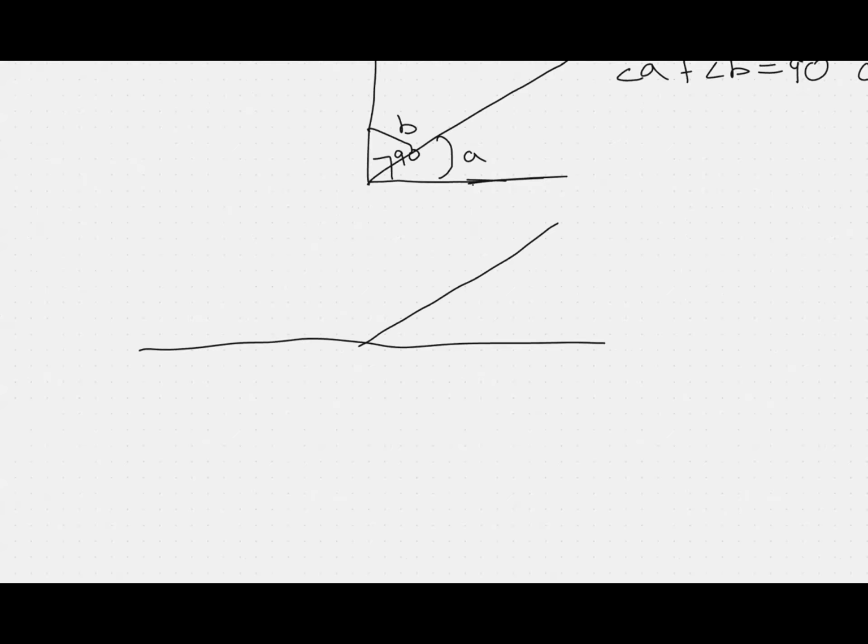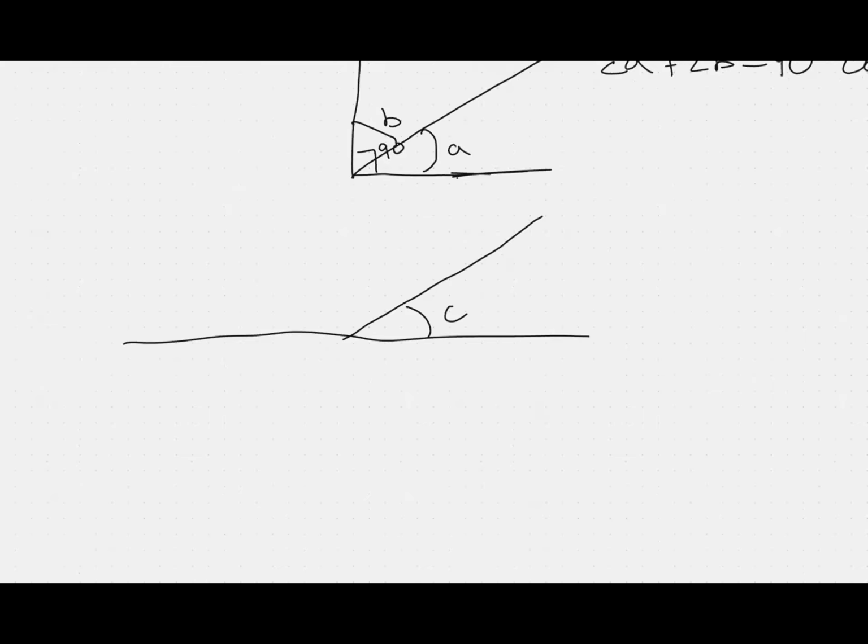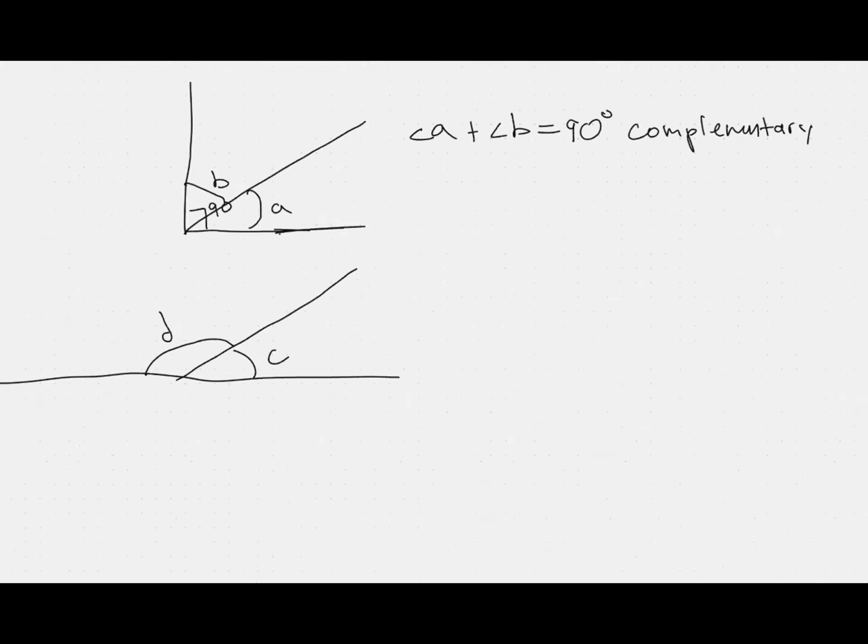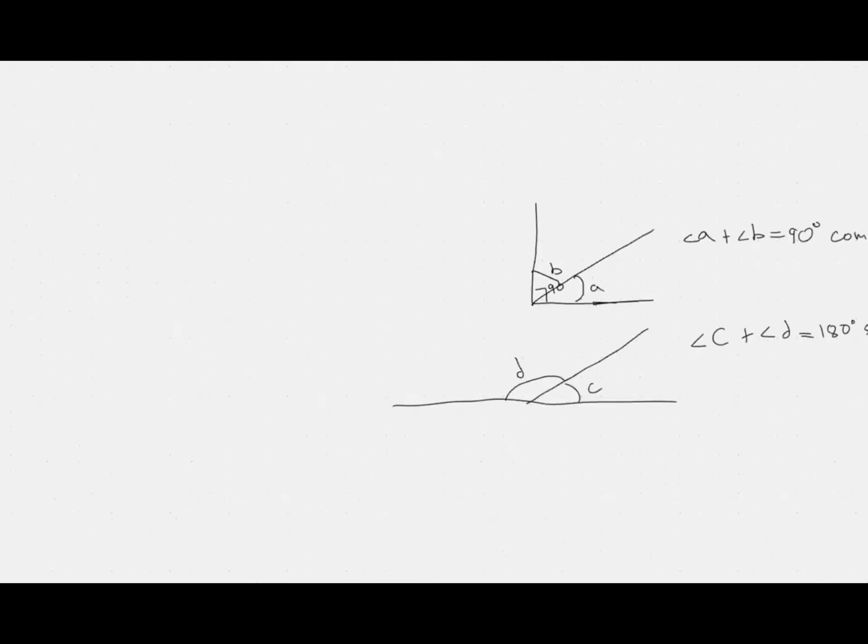and we split it into two angles. This can be angle C, this can be angle D, and then if we add these angles up, so angle C plus angle D, we get 180 degrees, and this is supplementary. And then the only other important thing is this is 90 degrees, right angle.